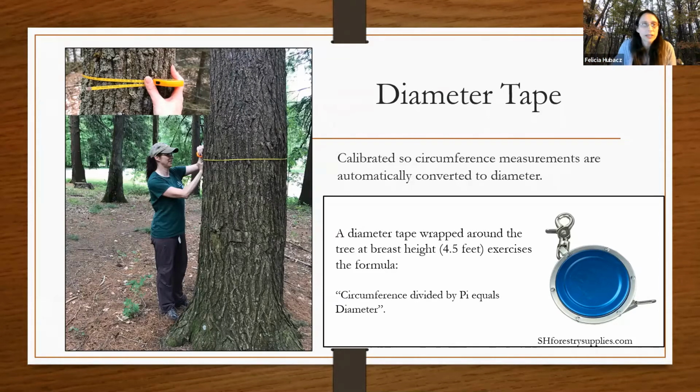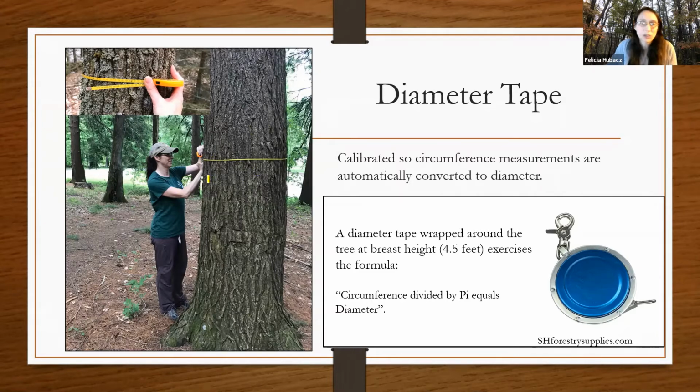So you want to give your tree a big bear hug, wrap that diameter tape around it. You want to make sure that that tape stays completely perpendicular to the tree trunk. You want it to be as straight as possible. You don't want the tape to be twisted, and you don't want it to be slack or at an angle. That'll give you a bad reading every time.